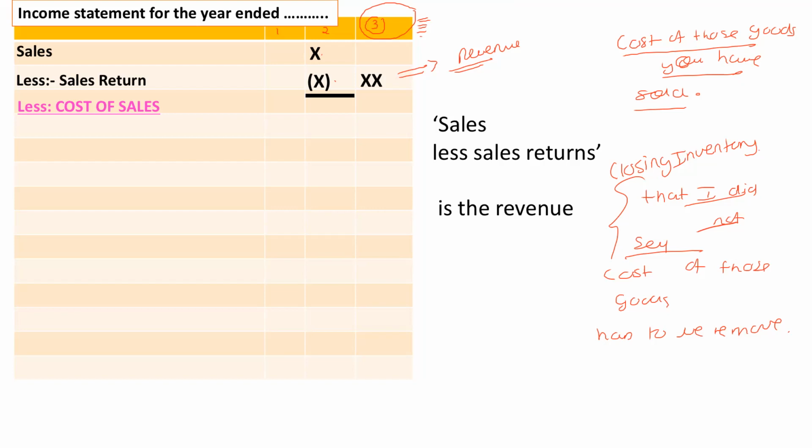Now let us see what our cost of sales is made up of. Whatever opening inventory you have, that means the inventory that you started the year with, that is also going to get sold in the current year.